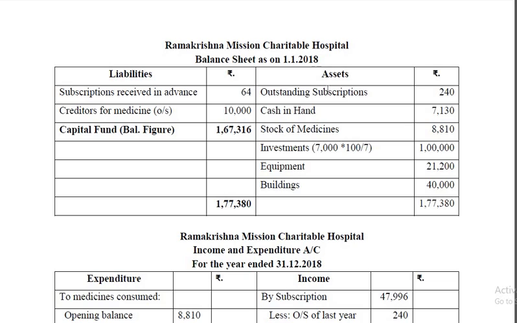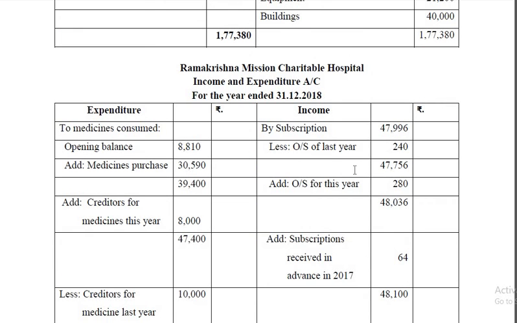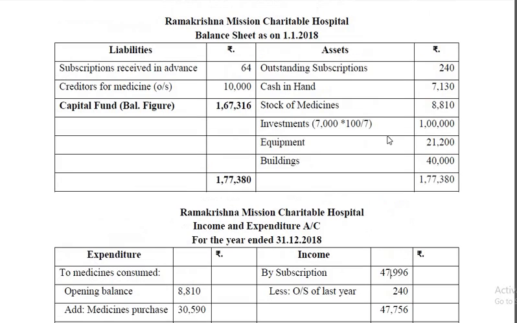See what items will appear in the opening balance sheet. Outstanding subscription at the beginning of the year is relating to last year. Last year it was outstanding, this year you have paid. Therefore, here you are deducting that 240 from subscriptions, and that will appear here, 240.